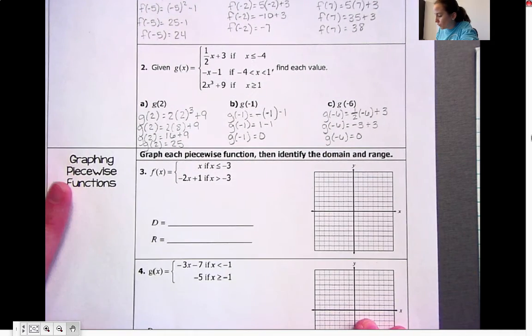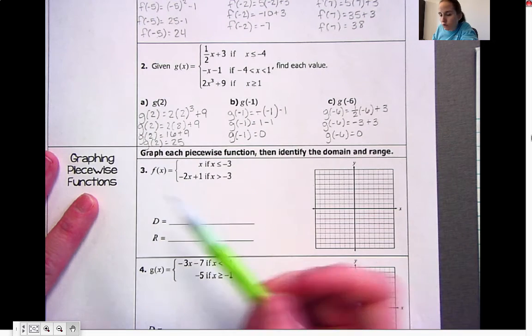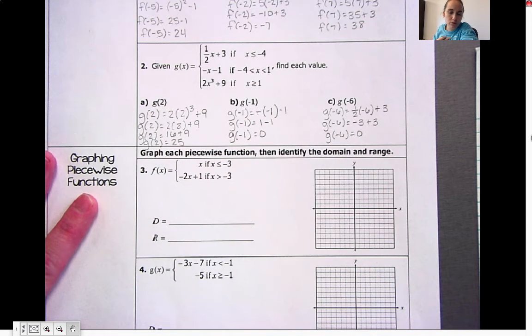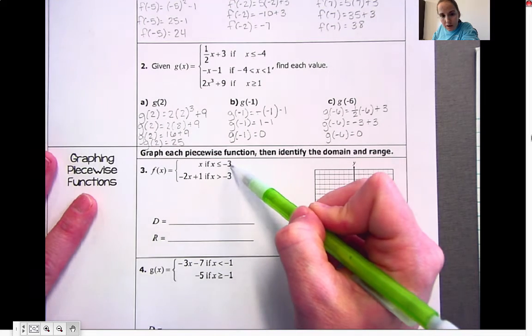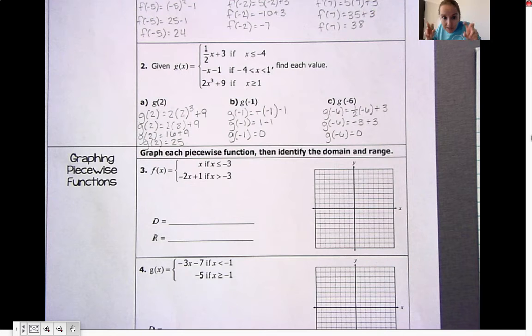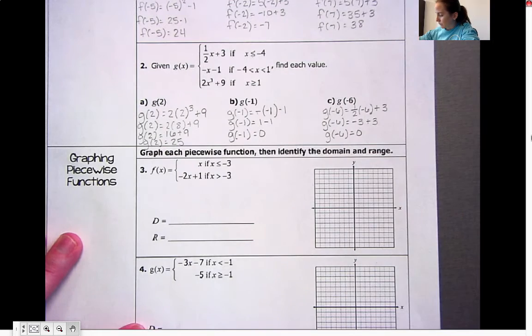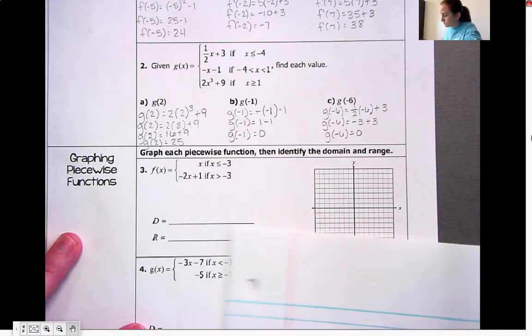Okay, so for number 3, now it's not giving me any values to plug in. I get to choose what values I want to plug in, and really what I want to do is plug in some that work here, and some that work here, so I can see both sides, both pieces of this function. Okay, so what I'm going to do is take a separate sheet of paper, because I don't want to make it all messy here.